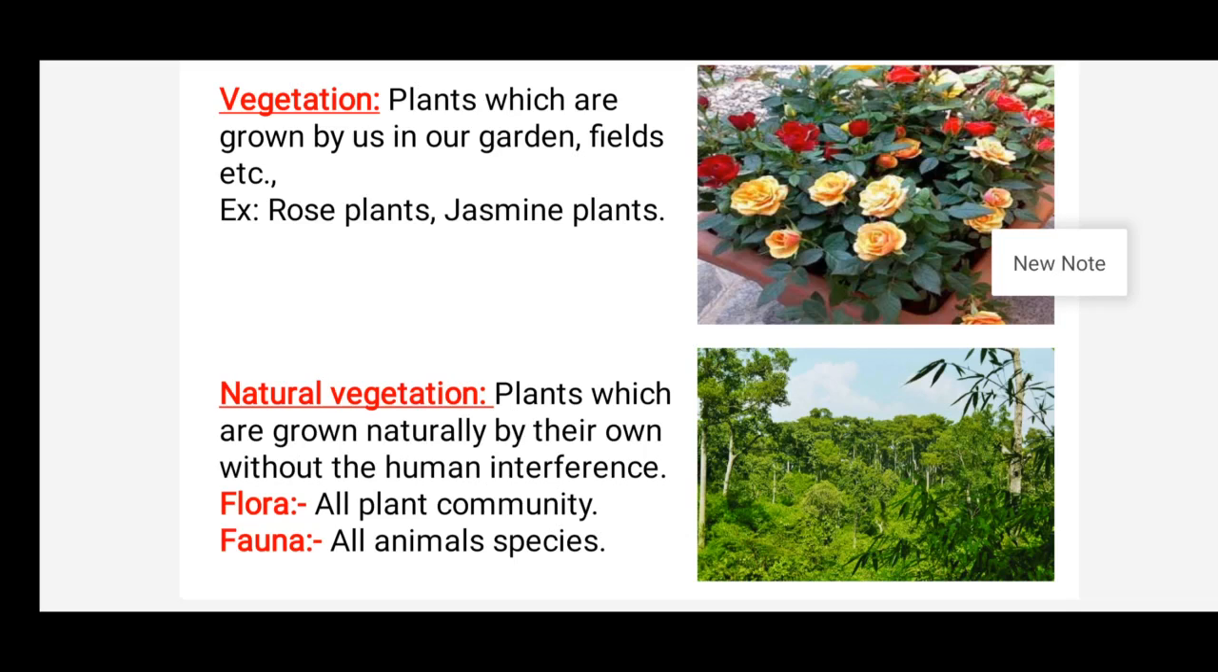Here are two important words, children: flora and fauna. What are those? Flora means all the plant community comes under flora. Any kind of plant, any kind of flowering plant or non-flowering plants or trees all comes under flora. What's the meaning of fauna? All the animal species come under fauna. So plants we call flora and the animals we call fauna.